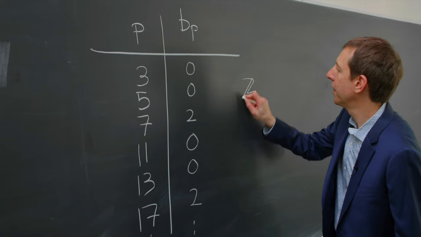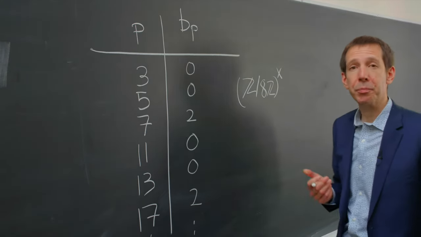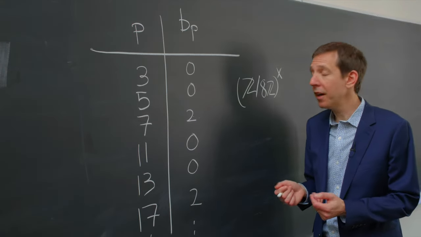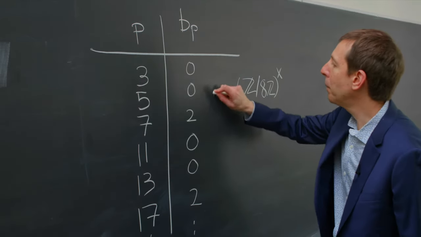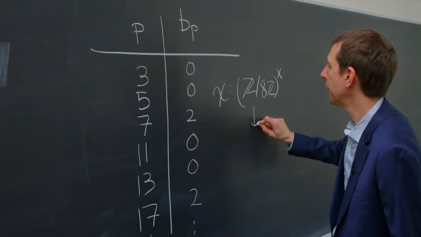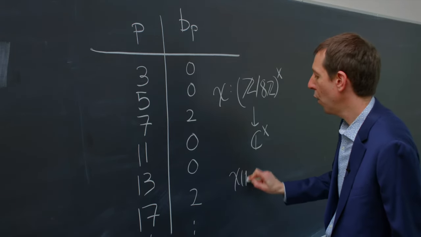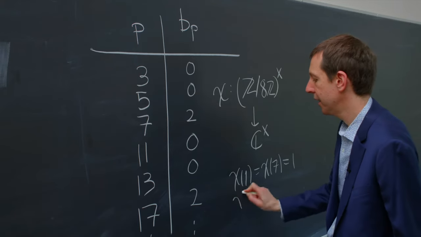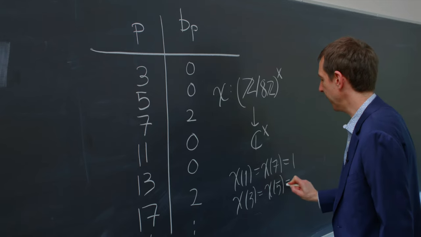Consider the group (Z/8Z)* of integers prime to 8. This is an abelian group of order 4 with elements 1, 3, 5, and 7. There's a homomorphism from this group to the complex numbers, which sends 1 and 7 to 1, and sends 3 and 5 to minus 1.